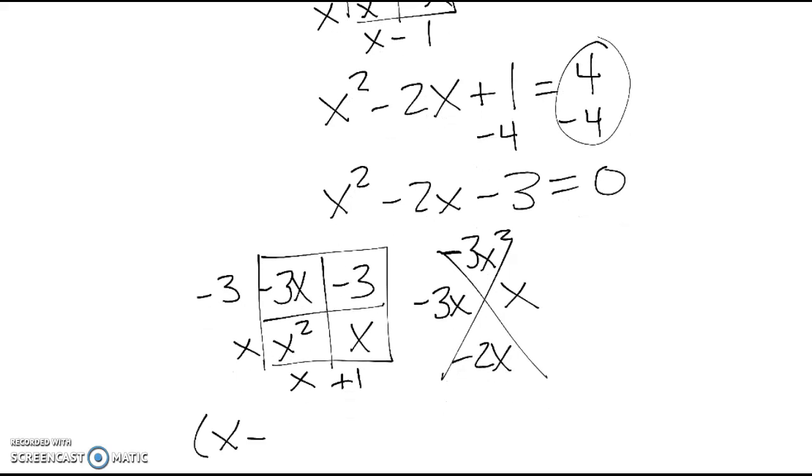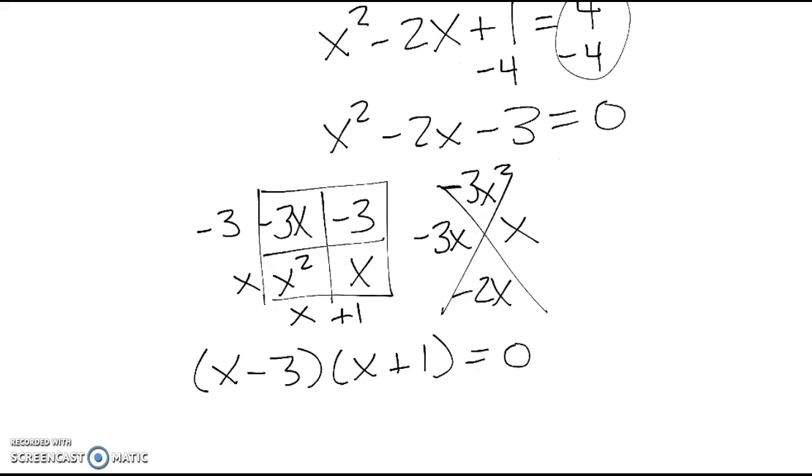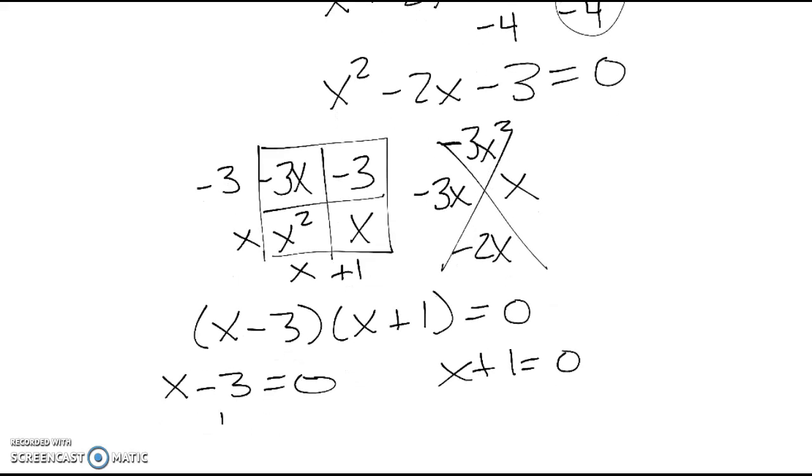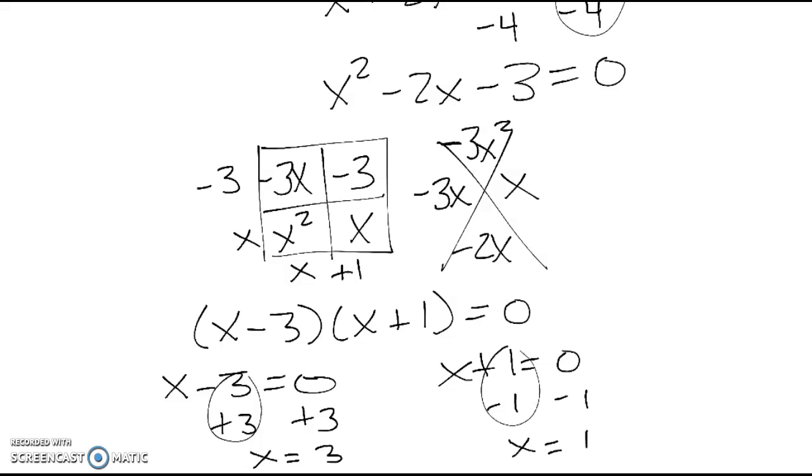Now I'm going to rewrite these factors and set them equal to 0 to use the zero product property. So x minus 3 equals 0, and x plus 1 equals 0. So when I solve this, I get x equals 3 and x equals negative 1. And as we saw above, those are the same solutions I got when I solved using the other two methods, okay?